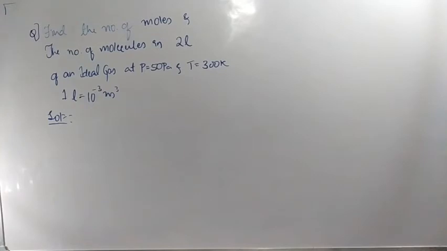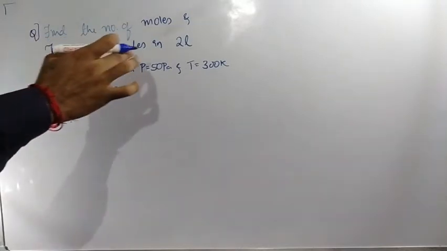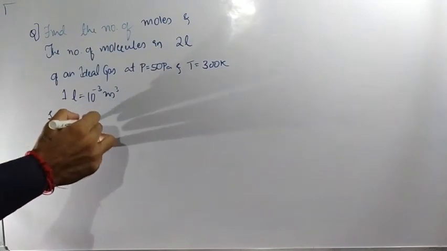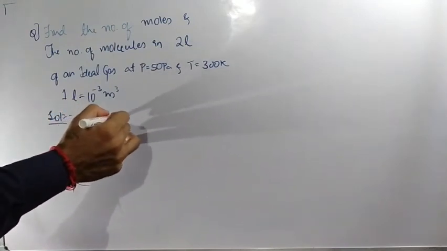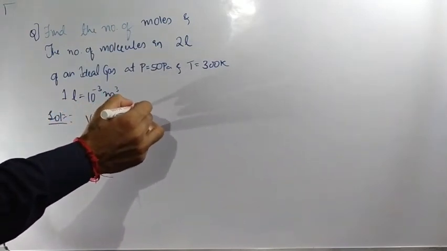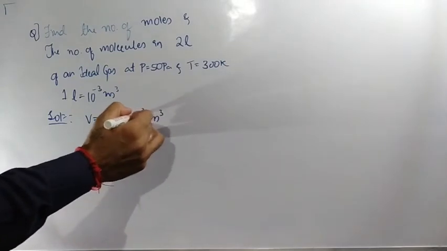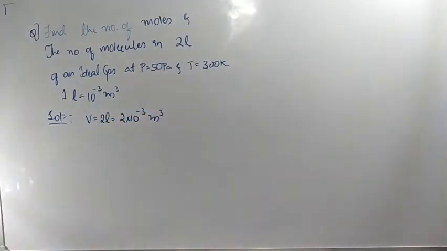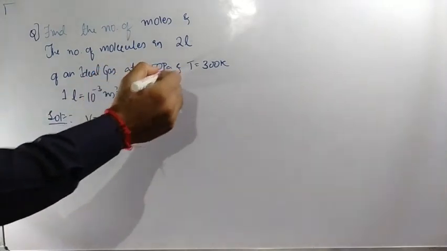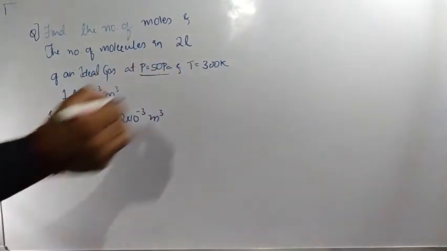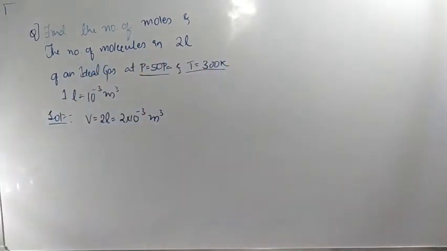What all the things they have given. V is equal to volume, 2 liters. Correct, no? The number of molecules in 2 liter. That means the volume value they have given. This value is nothing but 2 liters, or 2 into 10 to the power of minus 3 meter cube. Next, pressure is 50 Pascal. P value given 50 Pascal. T value given 300 Kelvin.